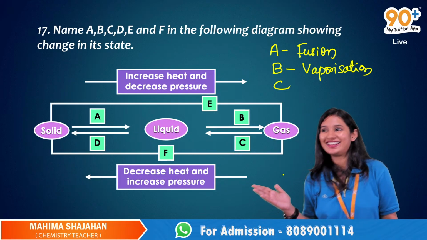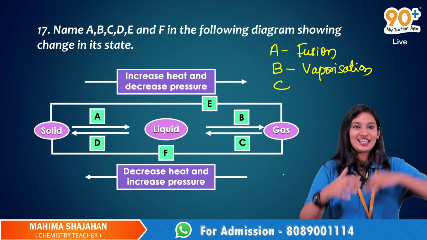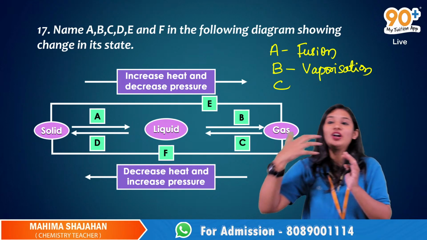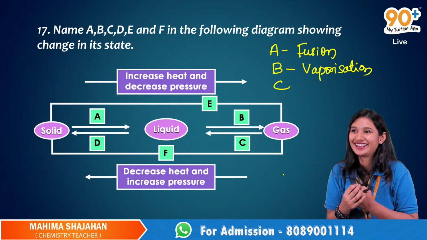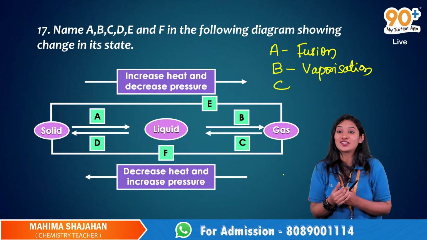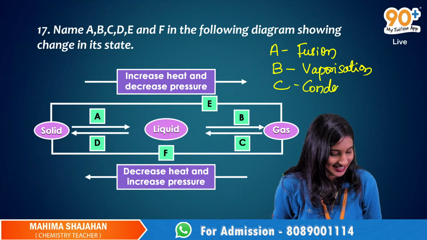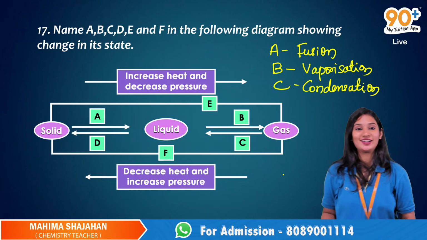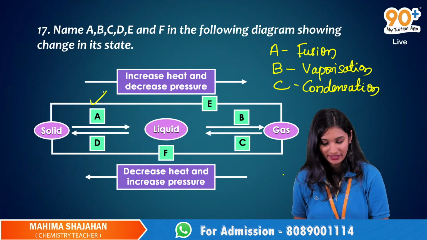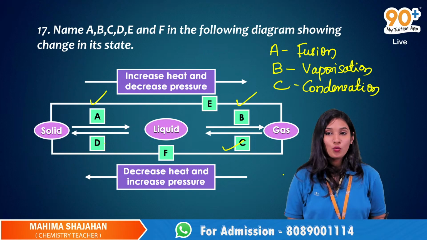What happens in C? The gas is getting converted into liquid. That process is called what? Very good. It is condensation. So we are done with A, B and C, and now D. What is D?